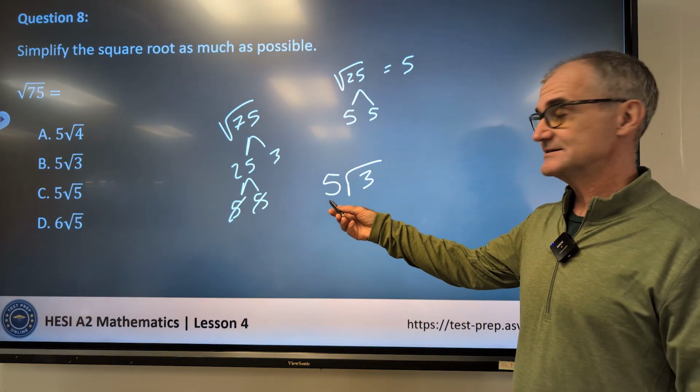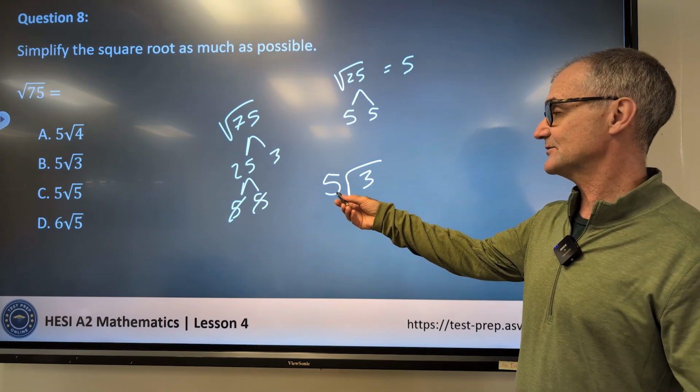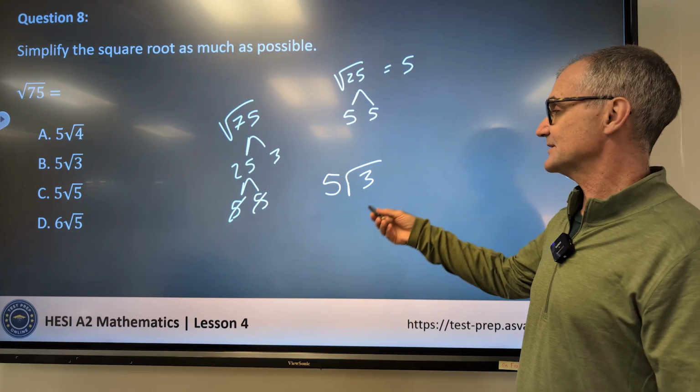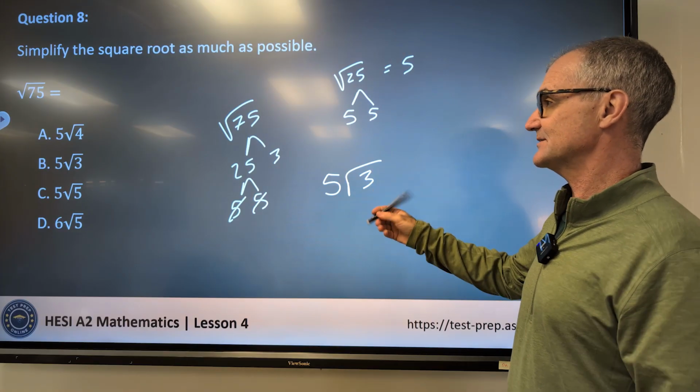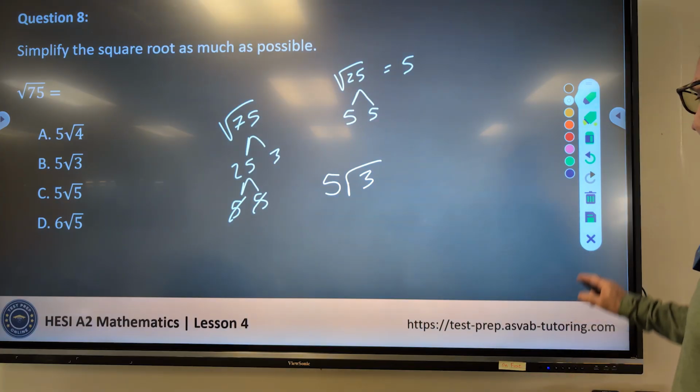The check here is if I want to put this back into the square root, I just square it. So 5 squared is 25. 25 times 3 is 75, which gives me the original square root of 75.